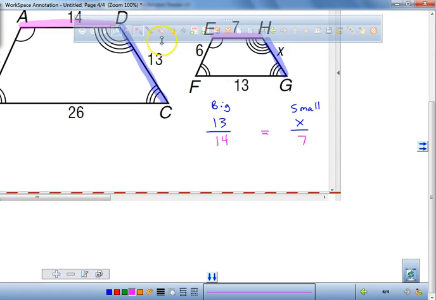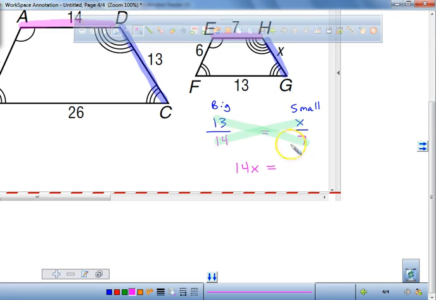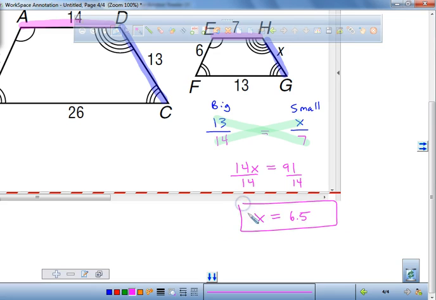Okay? So now when we cross multiply, what do we get? We get 14 times x equals 7 times 13, which is 91. And then we divide both sides by what? 14. 6.5. Okay, so we have x equals 6.5. And when it says solve for x, that's what it asks you to do.